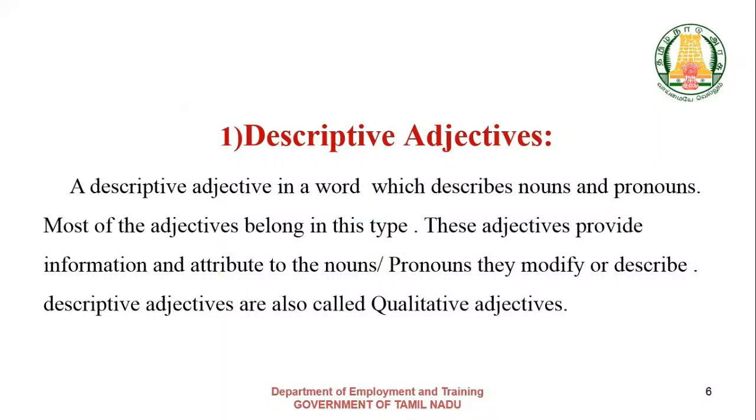Now let us learn the types of adjectives. The first one is descriptive adjectives. Descriptive means a word that describes a noun and a pronoun. Most of the adjectives belong in this type. These adjectives provide information, attributes to the nouns and pronouns they modify. So descriptive adjectives are also called qualitative adjectives. Qualitative adjectives are nothing but a character of a noun.